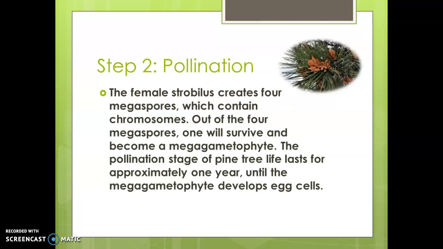Step 2. Pollination. The female strobulus creates 4 megaspores, which contain chromosomes. Out of the 4 megaspores, one will survive and become a megagametophyte. The pollination stage of a pine tree life lasts for approximately 1 year, until the megagametophyte develops egg cells.